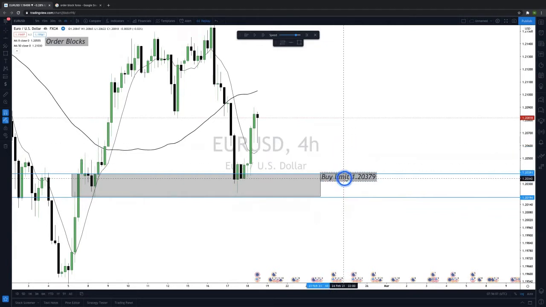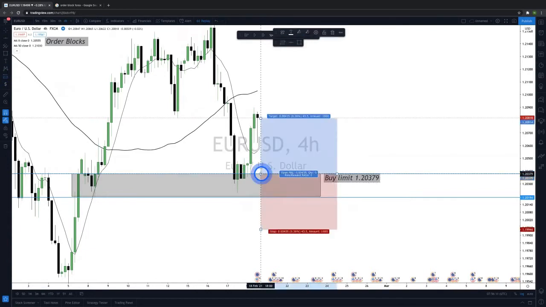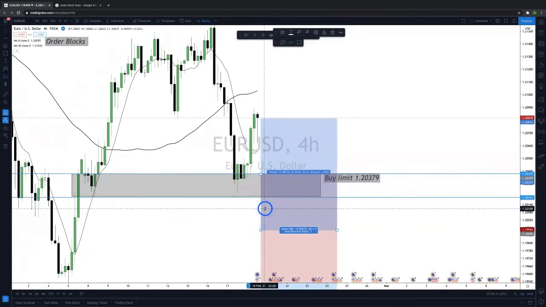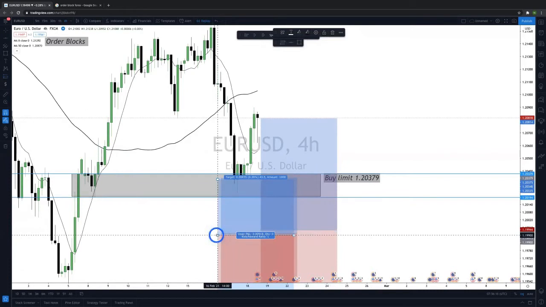Boom, you put this in your administrator, and then you take a long position. So a long position will be currently a buy position.